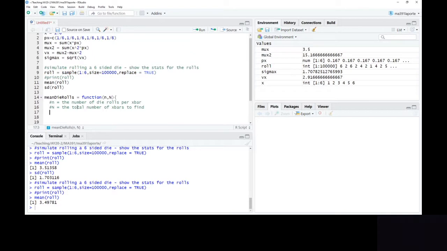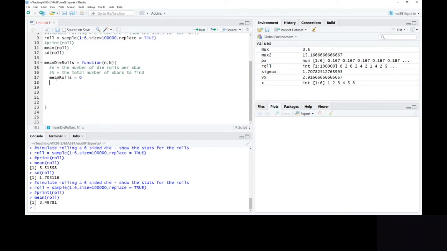We don't need it yet. Here, let's find a mean rolls. I'm going to set that equal to 0. All that's doing is initializing something that I'm going to capture all of these means in, and then I'm going to go for i in 1 through all the way to n.